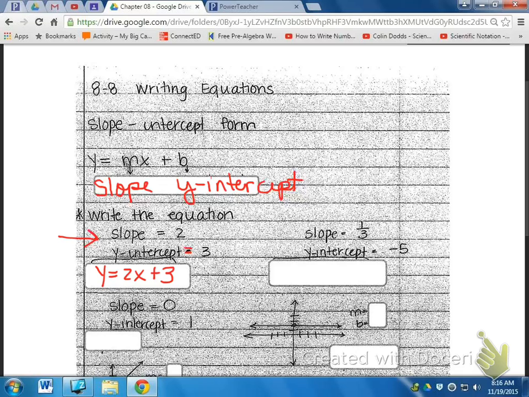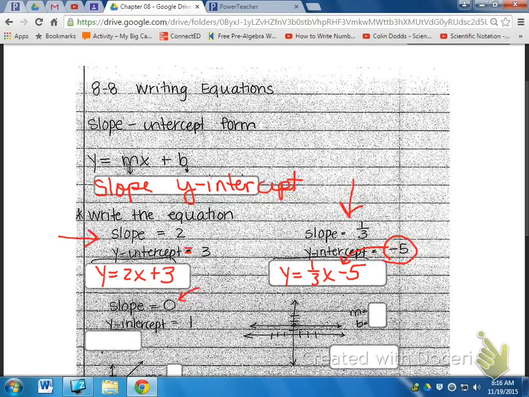All right, let's check out this one. It says the slope is 1/3 and the y-intercept is -5. Tori, what would that one be? Y equals 1/3 x minus 5. Very good. Make sure when the y-intercept is negative, it comes down there as a minus in front of that number. So y equals 1/3 x minus 5. Any questions so far?